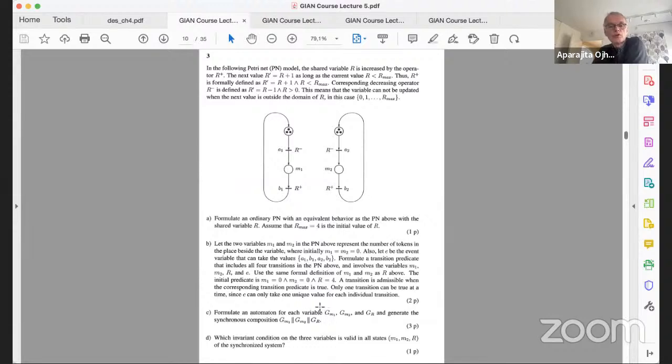In the example, in the part C here, we ask for the synchronous composition of the automata representing these variables. So we have one automaton for M1 and another for M2, and the third for the R variable. And then we also ask which kind of invariant condition we have here.